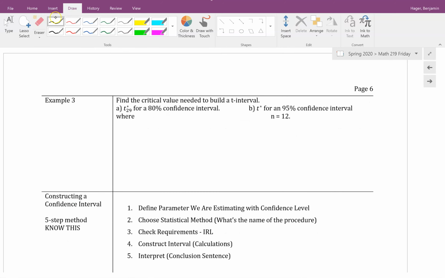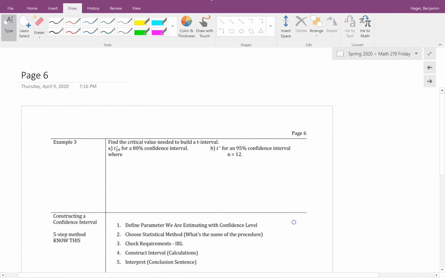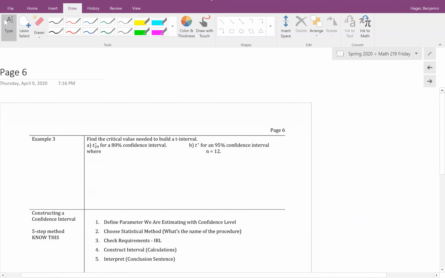So first things first, they just say find the critical value needed to build a t-interval. So they're having us think about doing a confidence t-interval. And again, you would know to use t. The reason you would use t is if you knew the sample standard deviation as opposed to the population standard deviation. And I'll write a little summary of that at the end. So you know what? Let's just do it now, and maybe I'll do it again at the end.